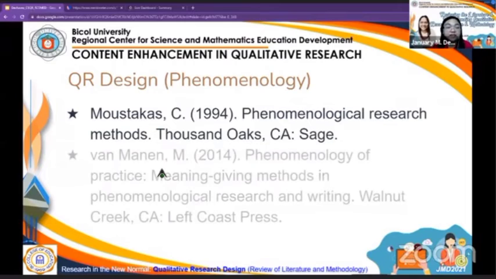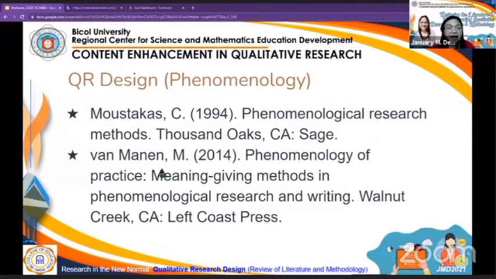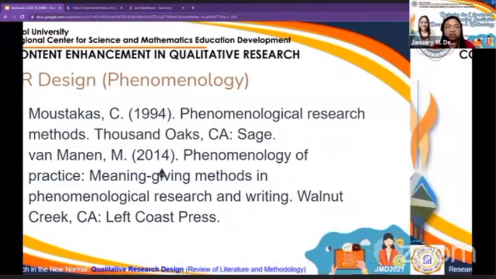You could read his book, or you could also read Van Manen's Phenomenology of Practice, which gives methods in phenomenological research and writing. This is where he describes the evolution of key phenomenological ideas, and he also presented different methods and discussions. But most of the time, we use Van Manen as a source or as a model if we are going to, for example, study lived experiences and all of that.